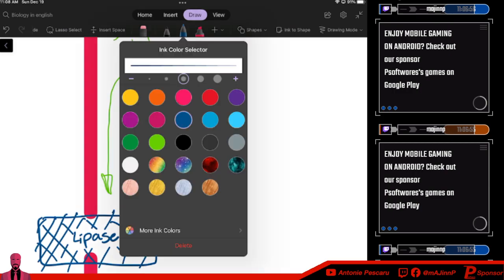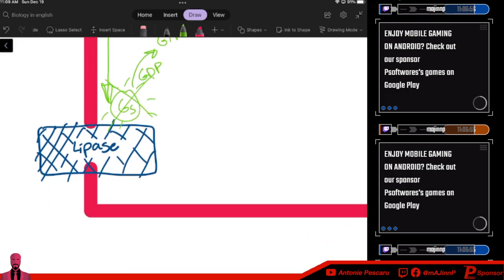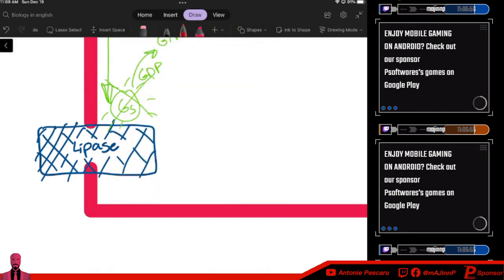Once our G stimulatory protein gets here, it's going to get inhibited or turned off. So it's going to remove its GDP and return to GTP. And then once the lipase is activated, here's where all the magic happens, because the lipase does everything.